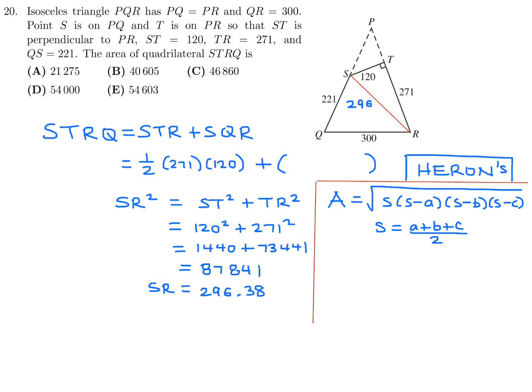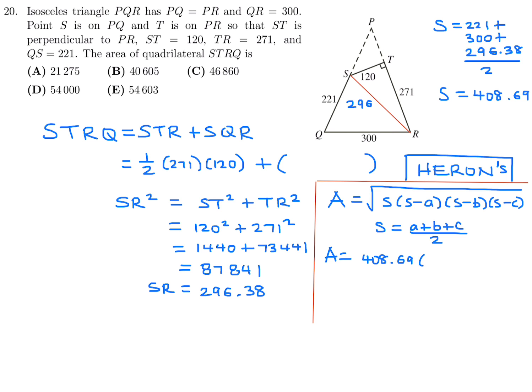First, let's figure out S. S is basically 221 plus 300 plus this 296.38, all divided by 2. And when you do that, you get a value of 408.69.